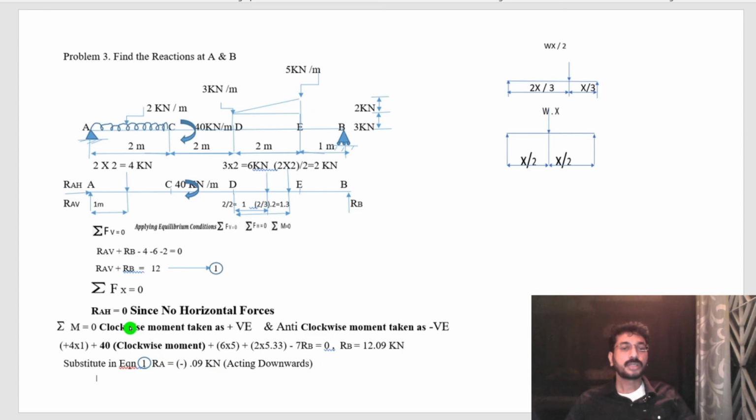Substituting the values in the equation, we get RAV as minus 0.09 kilonewton. The minus notation shows that the force is actually acting in the downward direction.